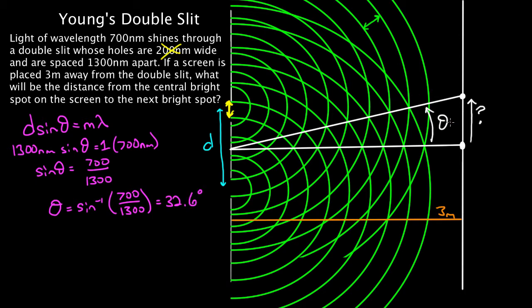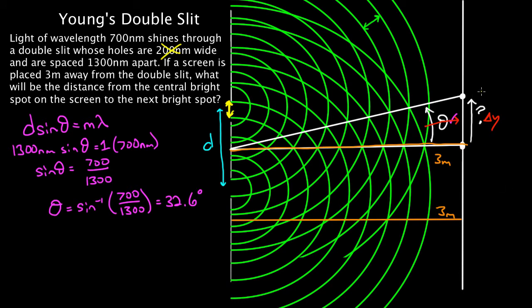That's what this angle is right here, 32.6 degrees, but that's not what I was trying to find. What I'm trying to find is this distance, not this angle. So how do we do that? Well, this side right here, I'm going to call it delta y because it looks like a vertical distance. This is the opposite side to that angle. We know the adjacent side. This adjacent side, we were told, was 3 meters. The screen was 3 meters away from the double slit.